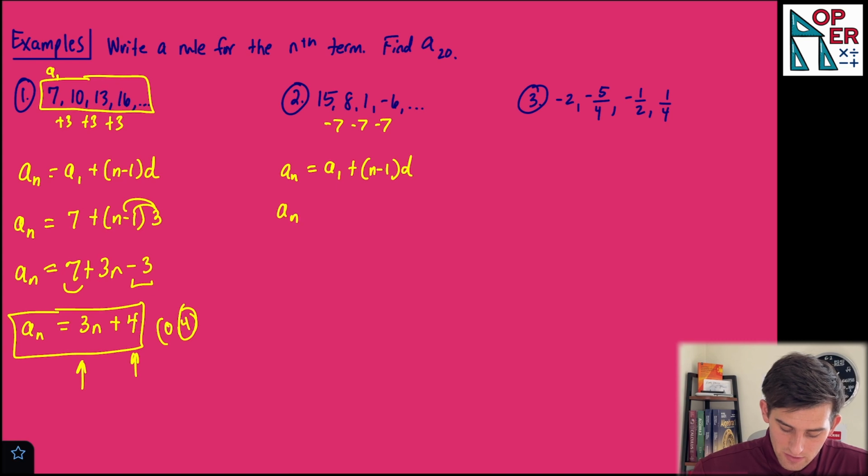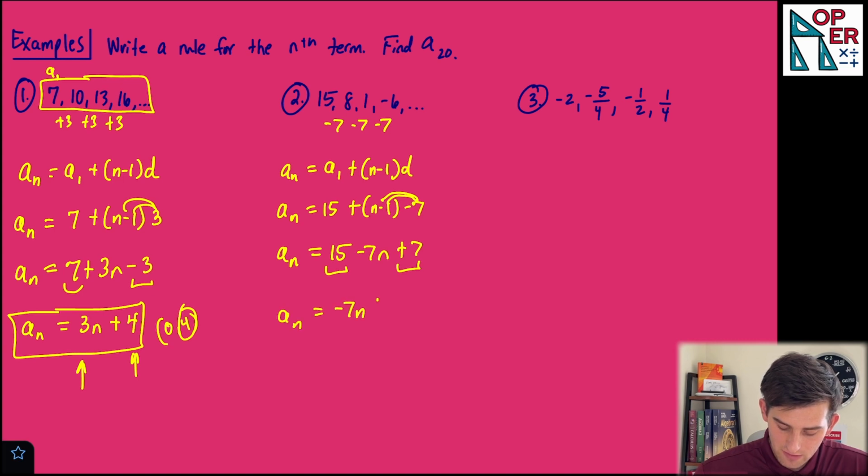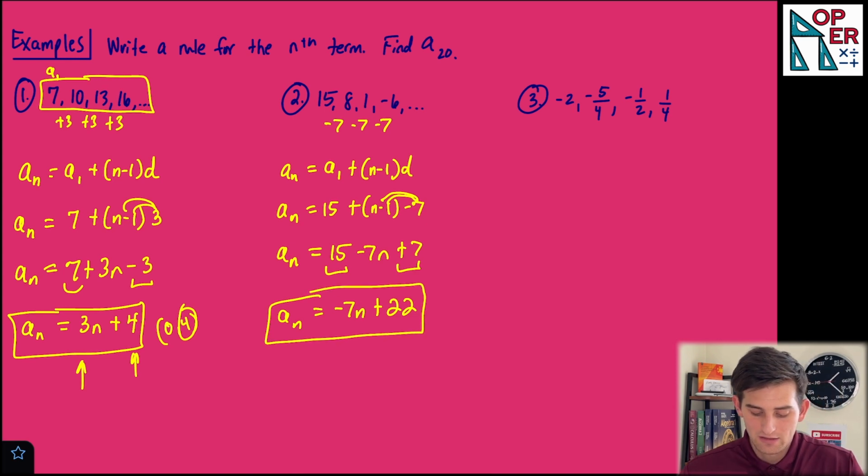So now we have a sub n equals 15 plus n minus 1, and then we're going to put a negative 7 right here. So a sub n equals 15. Now let's distribute this. This would be minus 7n plus 7. And combine our 15 and our 7 to get a final rule of a sub n equals negative 7n plus 22. All right, in our last one, number 3: negative 2, negative 5 over 4, negative 1/2, and 1/4.